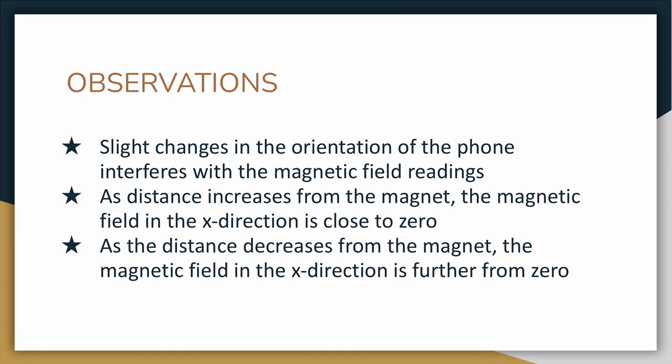Some observations include that slight changes in the orientation of the phone interfere with the magnetic field readings. As distance increases from the magnet, the magnetic field in the x direction is close to zero. As the distance decreases, the magnetic field in the x direction is further from zero.